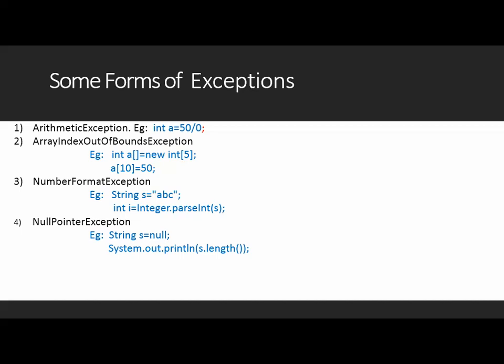Then the fourth one, NullPointerException. If we have a null value in any variable, performing any operation on the variable throws a NullPointerException. Here, string s has a null value. In the next line, we print s.length(). This code is not executed because s has a null value. It creates a NullPointerException. These are some forms of exceptions.